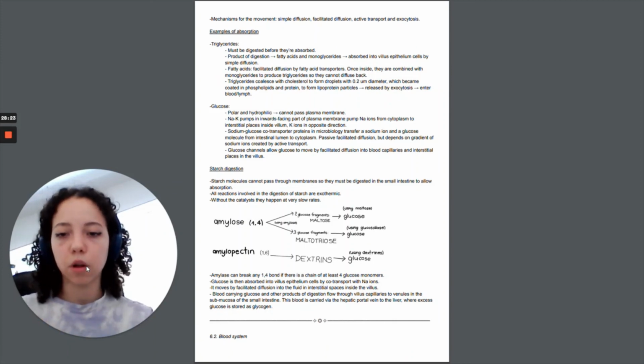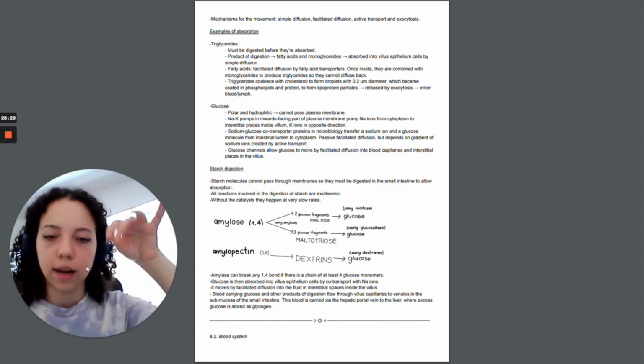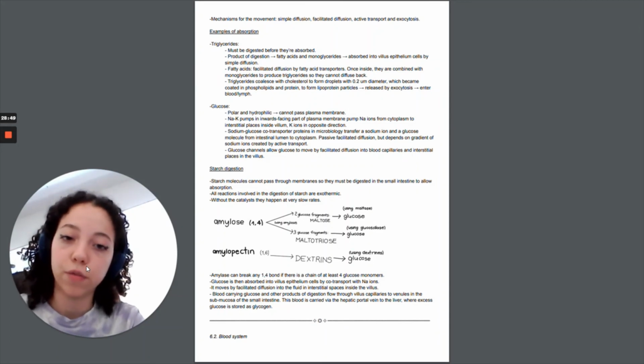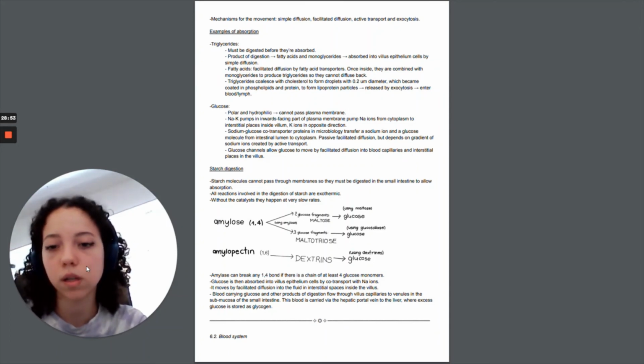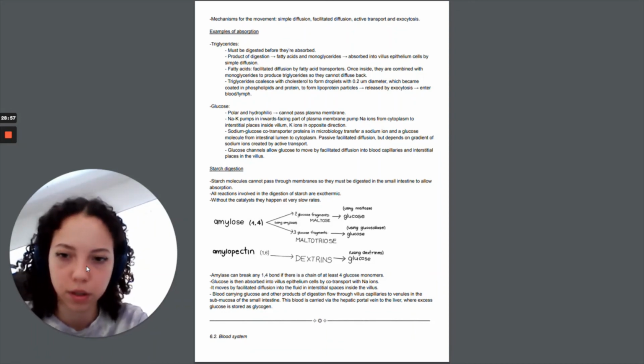And lastly, this blood, which carries glucose and other products of digestion, moves through the submucosa and the lacteals and everything into the small intestine. This blood is carried via the hepatic portal vein to the liver, where excess glucose is stored as glycogen, which I will cover in subtopic 6.6.